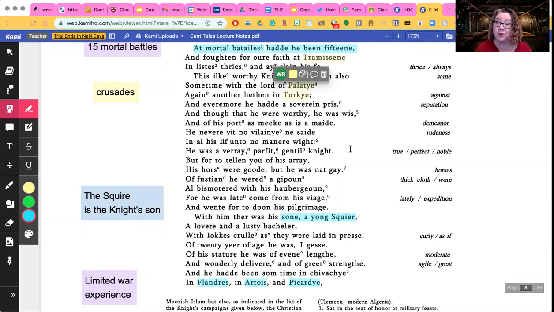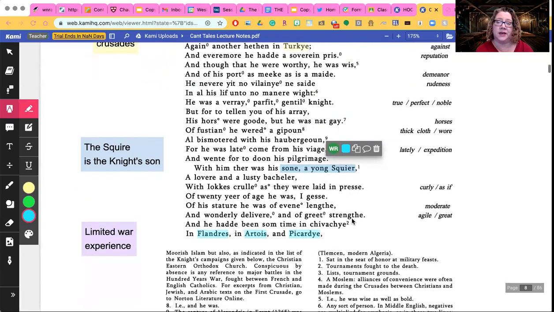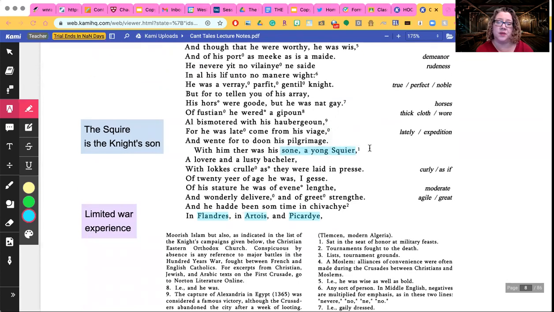Probably he had to kill some people and feel cleansed from his job as a knight. He has a son with him who is a squire. A squire is like a knight in training. So this squire is described as a lover and a lusty bachelor. The squire uses his position to get the ladies, right? He uses the fact that he's in training to be a knight to attract women. It's, I guess, his opening line, right?